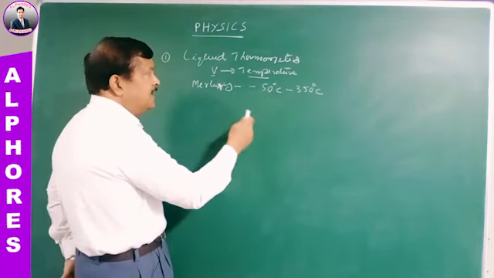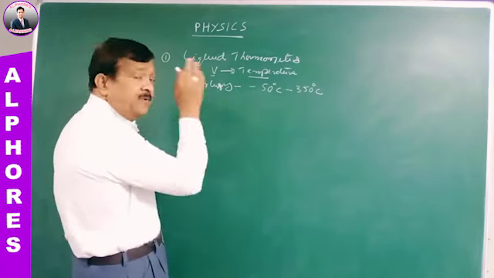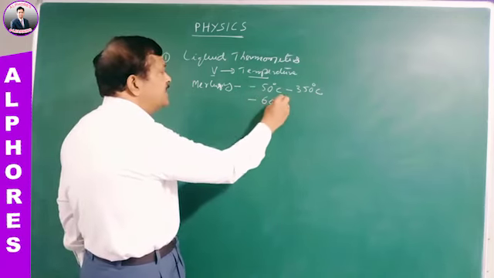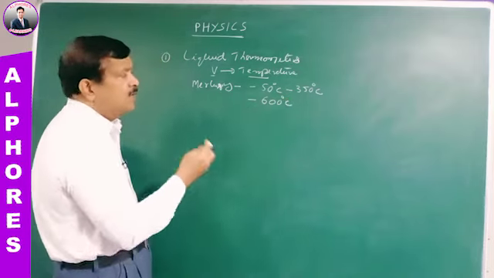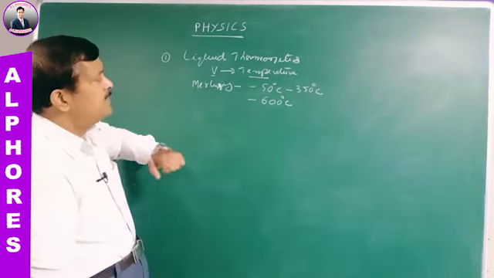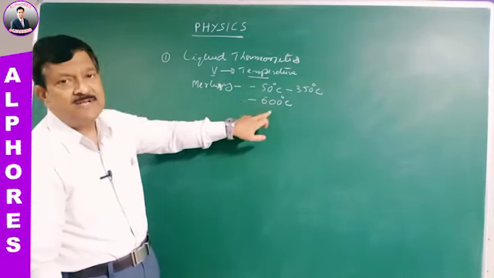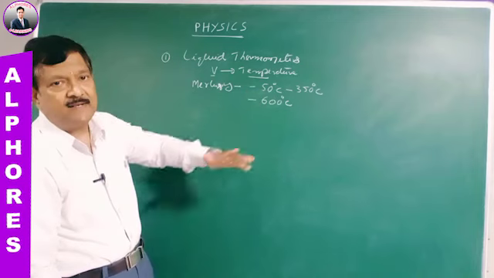Sometimes by using some nitrogen gas kept above the mercury, we can increase the range up to 600 degrees centigrade also. So overall, by using a mercury thermometer, we can measure from around minus 50 degrees centigrade to 600 degrees centigrade. We can understand it like that.